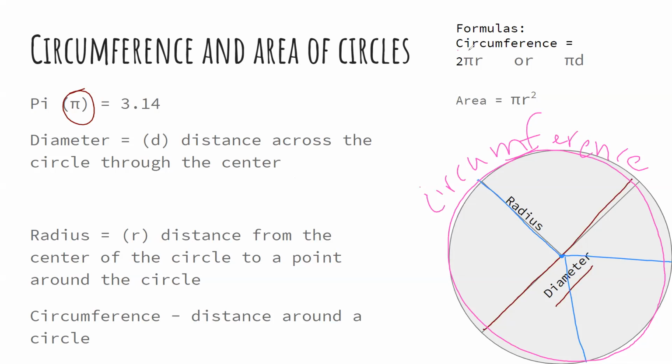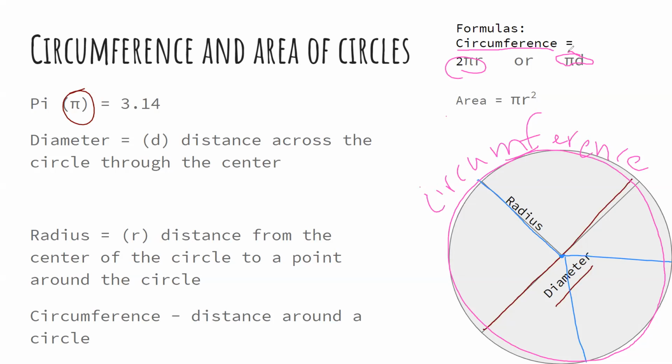So the formula for circumference can either be 2 pi r, where r is radius, or it can be pi times d. Remember, anything right next to each other means multiplication. So 2 pi r means 2 times pi, or 3.14, times the radius, or pi times d equals 3.14 times the diameter. If I'm only given my diameter, then I would use this formula. But if I'm given a radius, I would use this formula. Radius is really just half of the diameter, since the diameter is the complete circle.